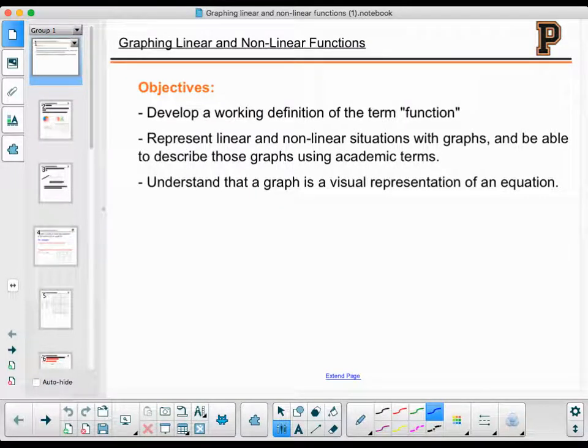All right, welcome, folks. Today we're going to continue developing our definition of functions and practicing graphing. Today we're teaching you what I refer to as the snail method. Later we'll teach you guys the quicker method.